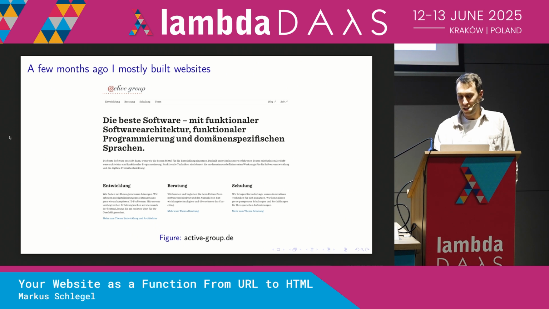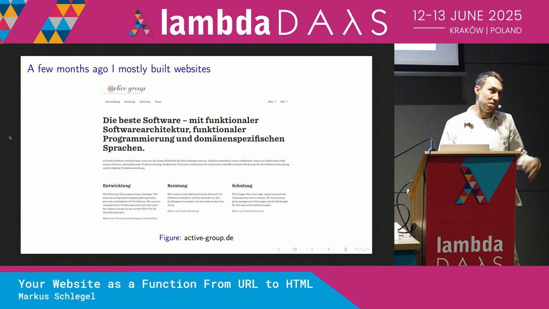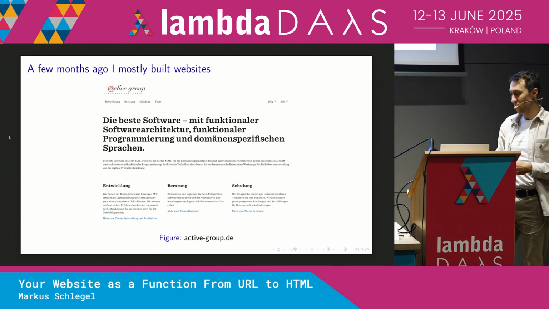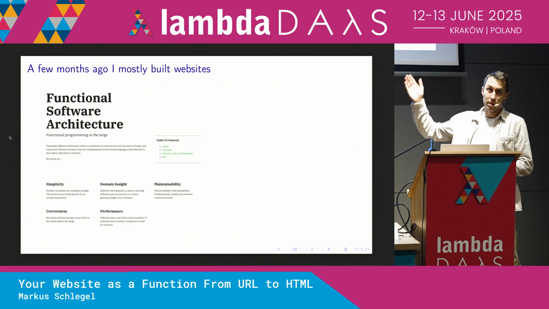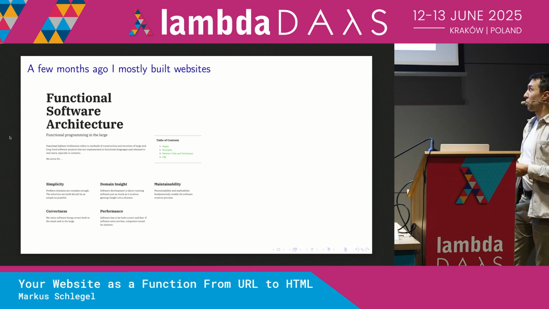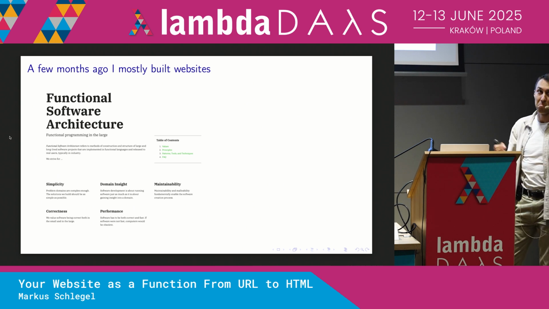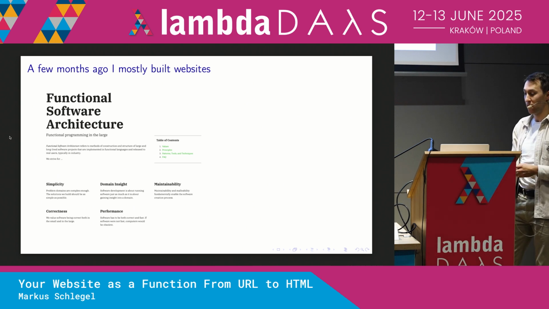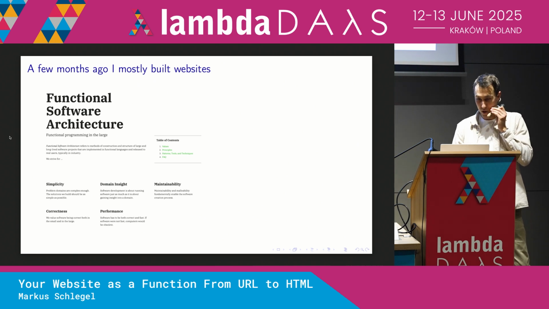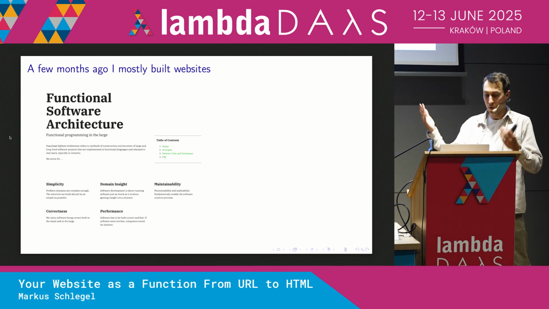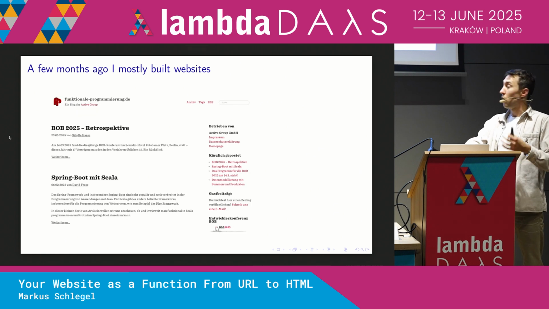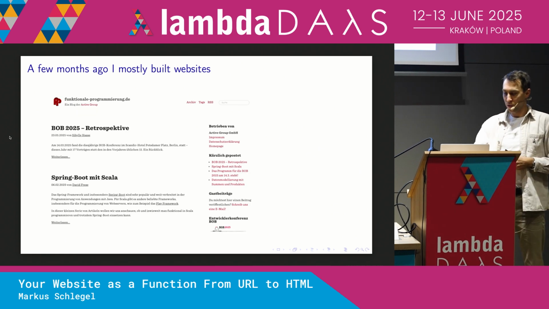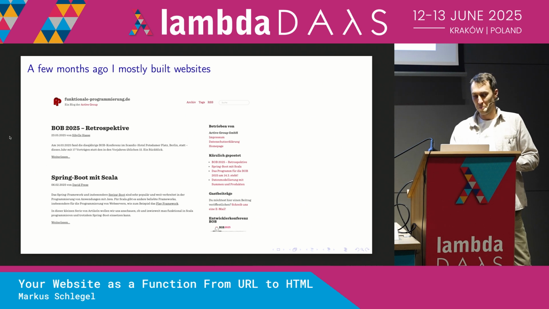For example, we do trainings in functional software architecture, and the trainings have training events and trainers and so on. Or I built this website, which is functionalarchitecture.org, which is just an information website about what is functional architecture. We don't discuss this now, but if you're interested, I will talk to you afterwards. Or this one is just a standard blog. Funktionaleprogrammierung.de is a German blog about functional programming, basically.